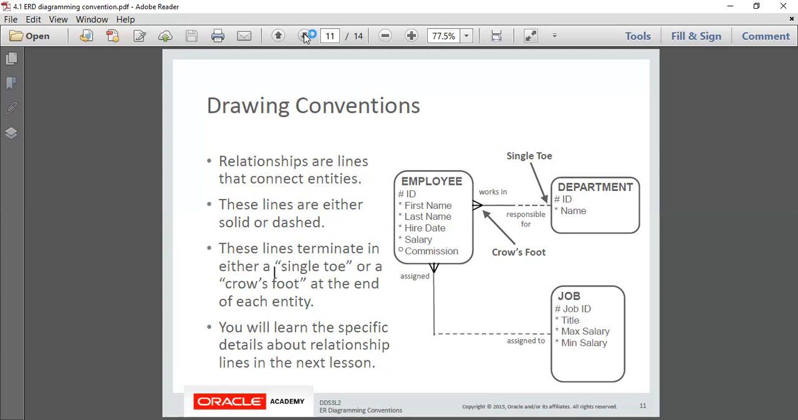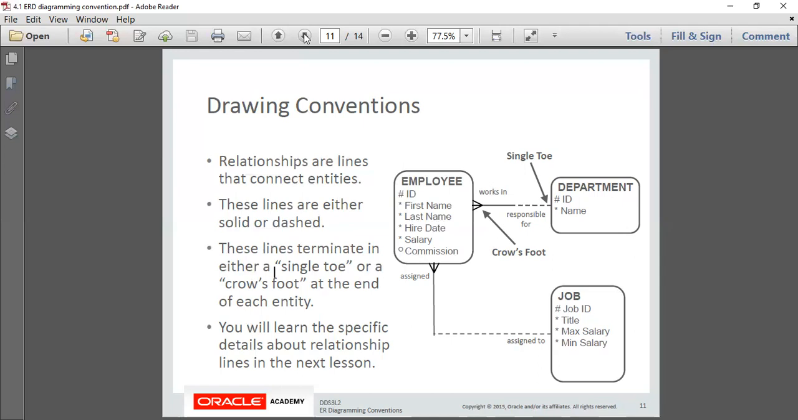These lines are either solid or dashed, and these lines terminate in either a single toe or crowfoot at the end of each entity. We will be looking at this in a different session, just to elaborate more on relationships. But this drawing convention is normally referred to as crowfoot notation. So where you see the crowfoot, it implies many, and where it terminates as one single toe, it implies one. So here we have that.